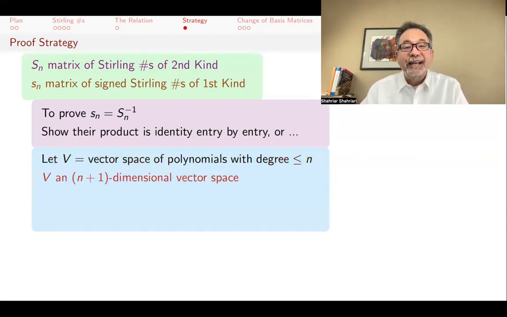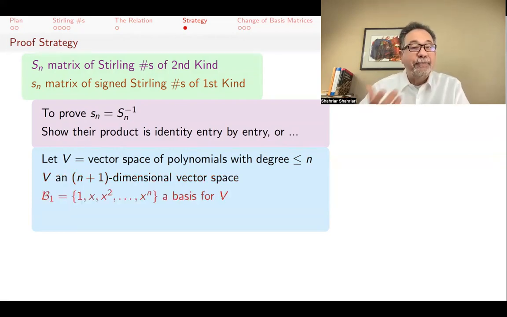That's a vector space, and it's an n plus 1 dimensional vector space. If you don't know what I'm talking about, go watch my videos on linear algebra. You should know linear algebra, and I have a full course of linear algebra videos that you should be watching. And this vector space has a basis, and because it's n plus 1 dimensional, the basis will have n plus 1 elements in it. 1, x, x squared, up to x to the n is a basis.